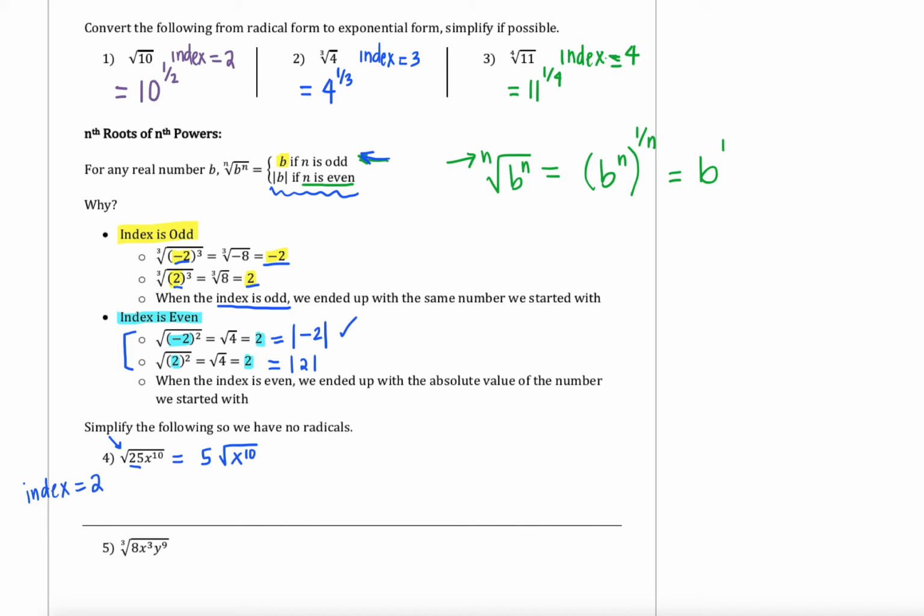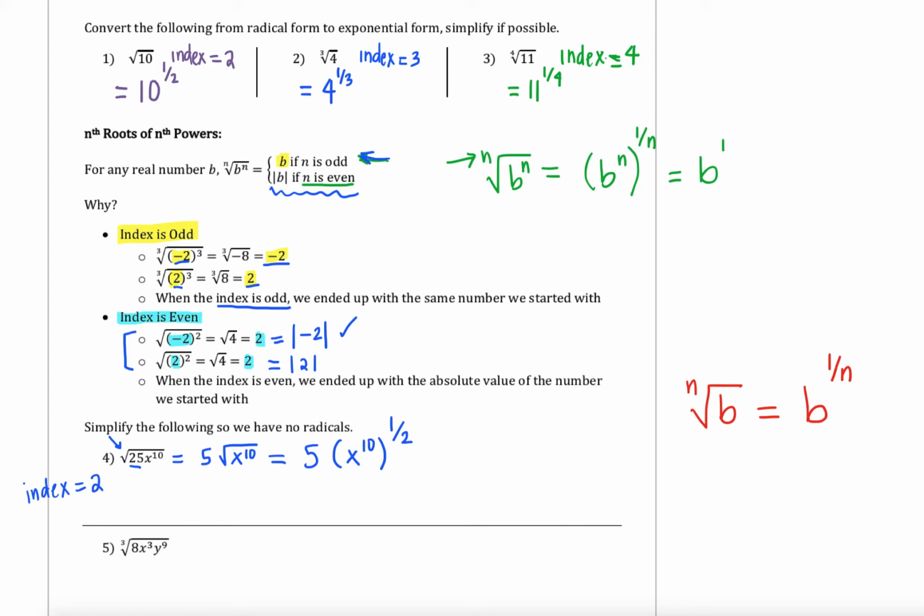Now we're going to start to think about our definition from up above of how to convert from radical form to exponential form, and I'm going to write it on the side just for us to remember. What it said up above is if I have the nth root of b, that is the same thing as saying I have b to the 1 over n power. We're going to want to reference this throughout. So here, since our index is equal to 2, I still have the 5, but I can rewrite the square root of x to the 10th as x to the 10th to the 1/2 power, since by definition the square root is the same thing as the 1/2 power.